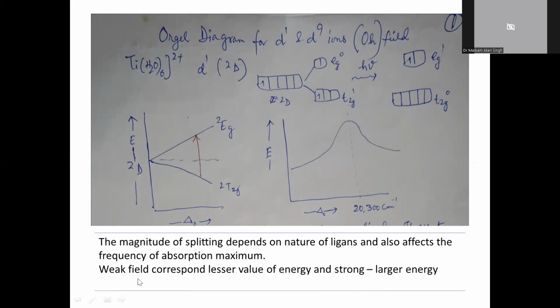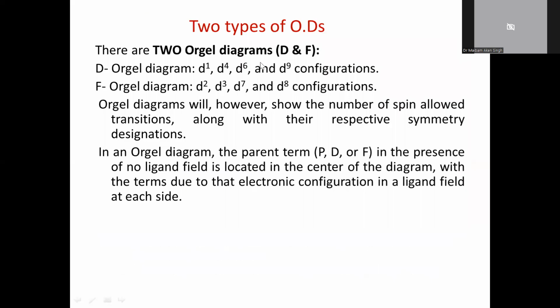Generally, to remember this thing: the stronger the ligand, the higher the value, and the weaker the ligand, the lower the value. That is, a weaker field corresponds to a lesser value of energy, and a strong field to a larger value, like this. There are two types of Orgel diagram, as I mentioned, the D Orgel diagram and the F Orgel diagram. In the D Orgel diagram, we have these 4 types of configuration: D1, D4, D6, D9. And in the F Orgel diagram, we have D2, D3, D7, D8 configurations.